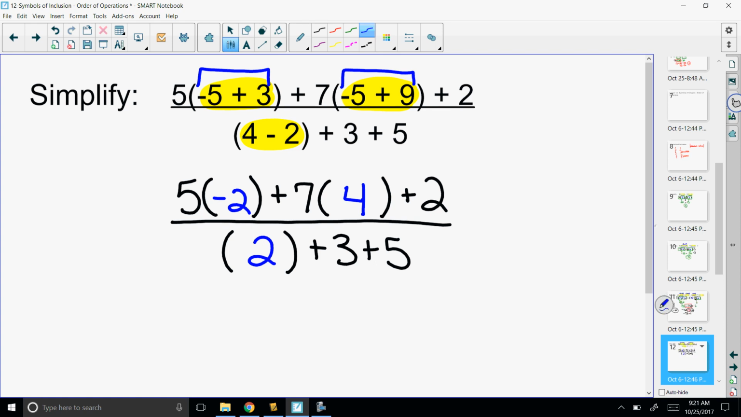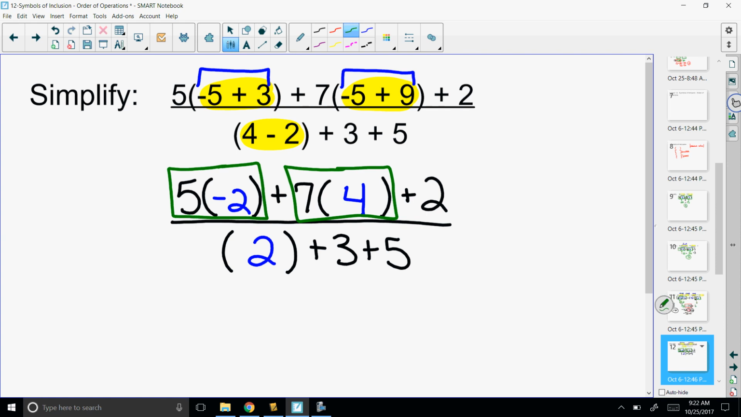What's the next thing you want to do? Not divide yet, because this is a fraction. Think of it as a fraction, even though fraction means division. You have to get it down to a single numerator over a single denominator before you do that. So the next step you want to do is multiplication. So I'm going to find all of the multiplication that we have. Is that it? Or do you see any other multiplication?